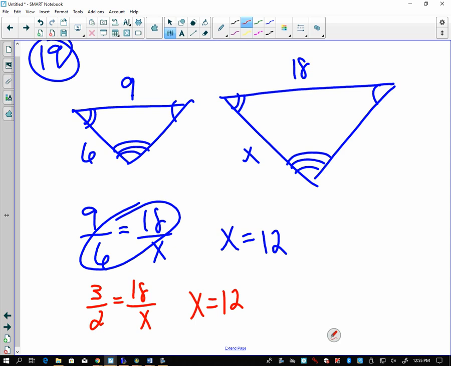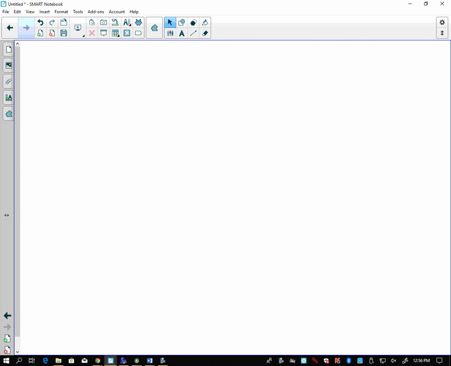Okay? The side lengths are proportional. Does anybody know why the side lengths are proportional? Because the triangles are similar. We have enough information to show that our triangles are similar, therefore our corresponding sides are proportional. Last question.